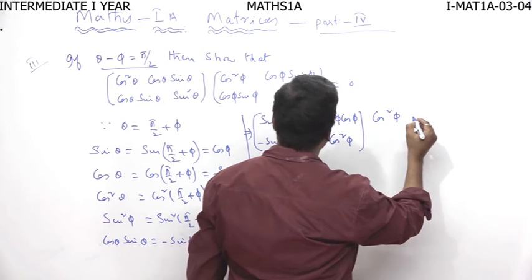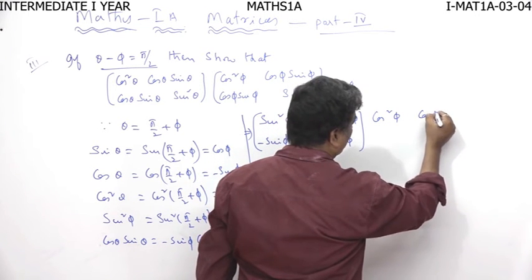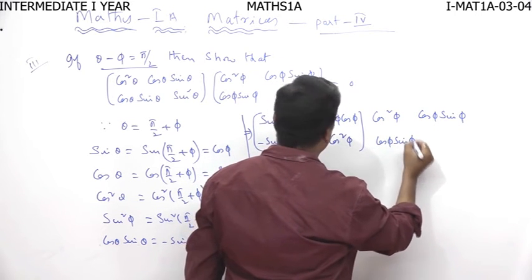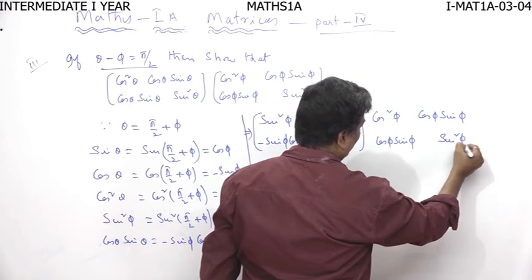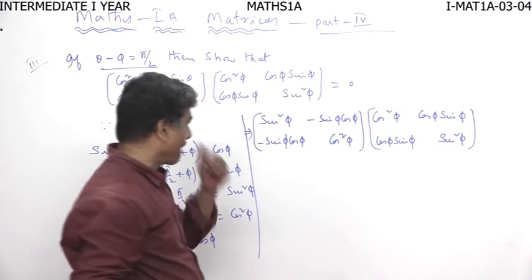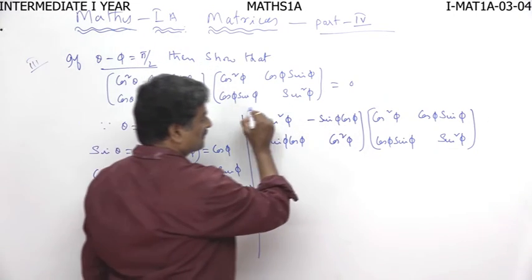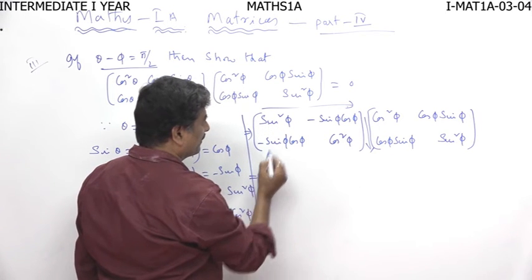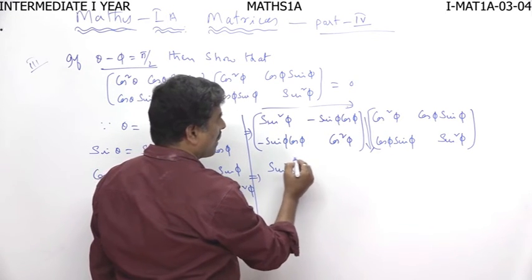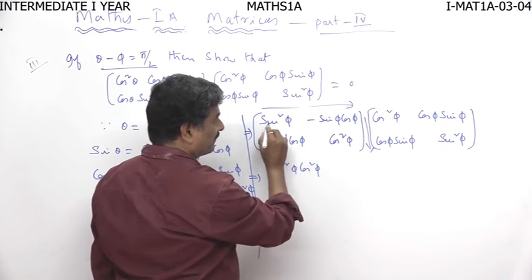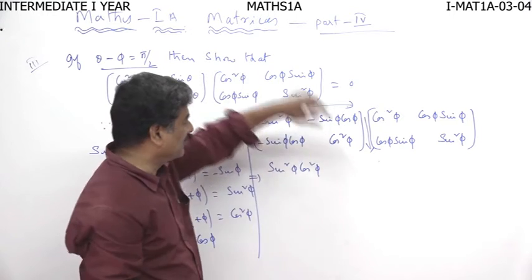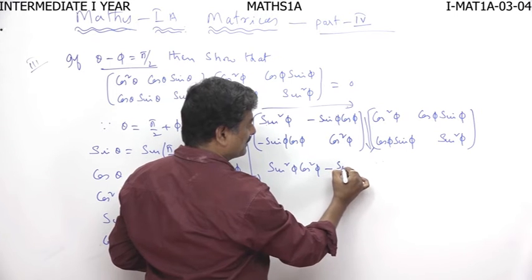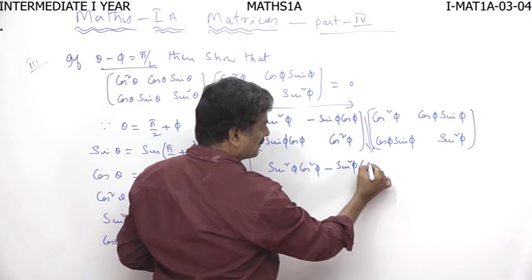Cos square phi, cos phi sine phi, cos phi sine phi, sine square phi. Now multiply. You know this method already. With the cross, that is sine square phi cos square phi. This row, this column, that means this into this is over, now this into this, minus sine square phi into cos square phi.